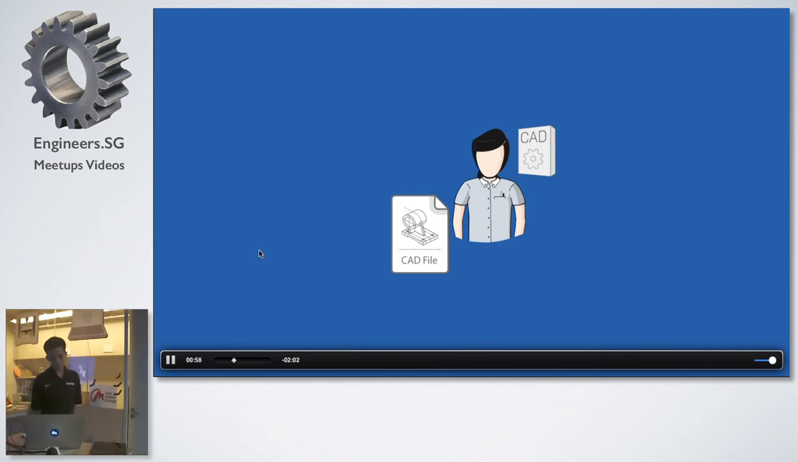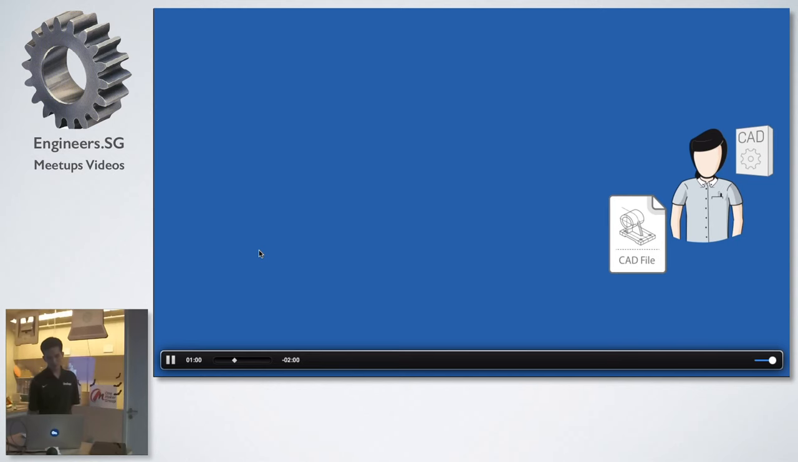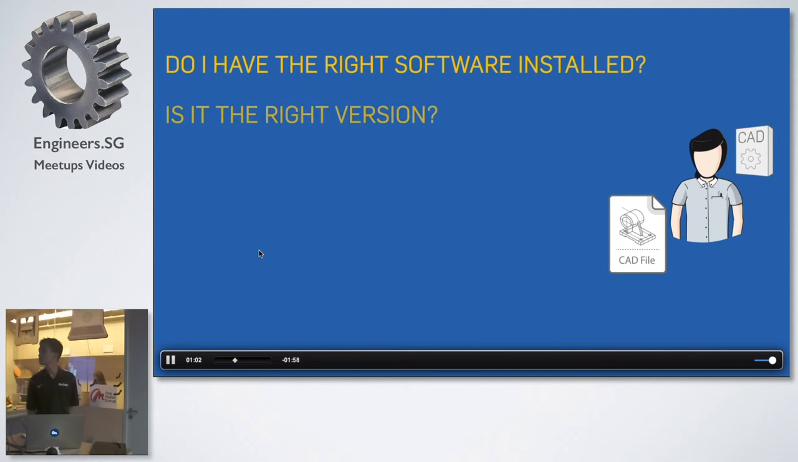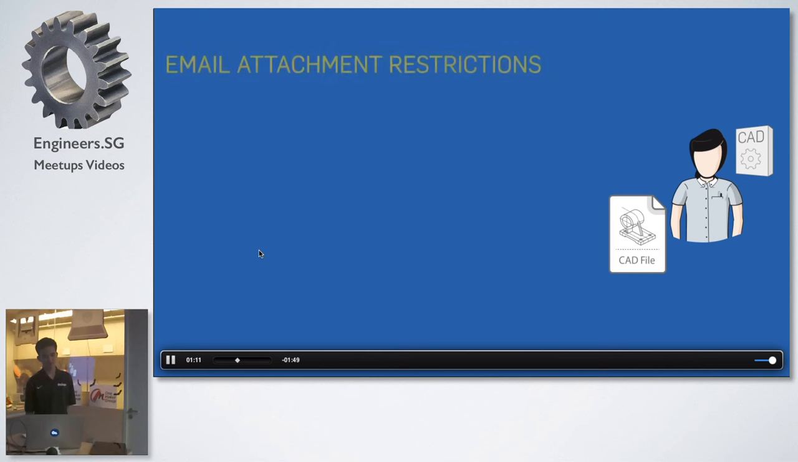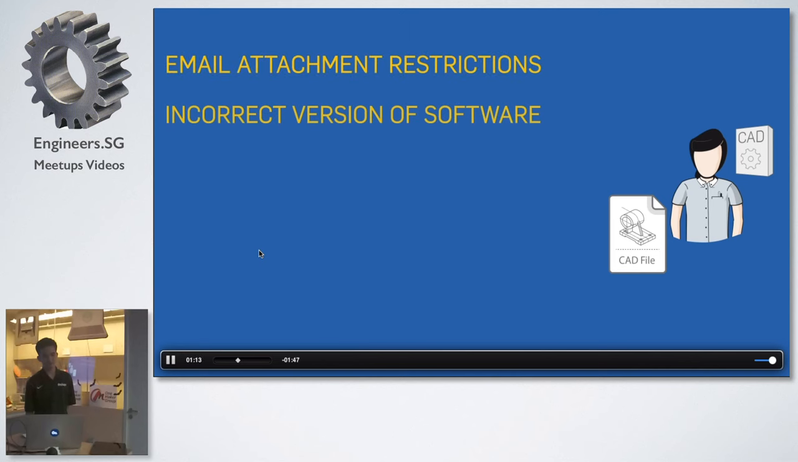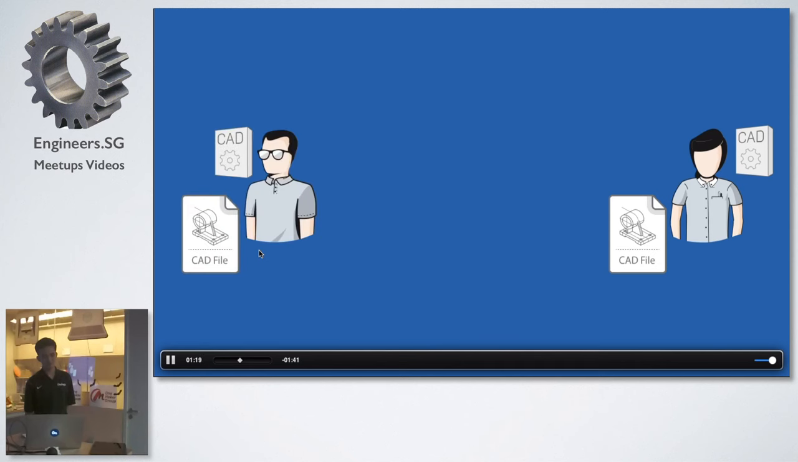After your file is received, the person you're sharing with has a number of questions to ask. Do I have the right software installed? Is it the right version? If not, they'll need to download and install software just to view your file. So after dealing with email attachments, file size restrictions, incorrect versions of CAD software, and being forced to download and install more software, your collaborator is finally able to open your file.